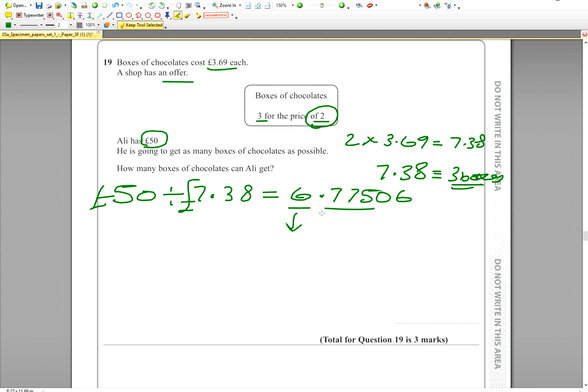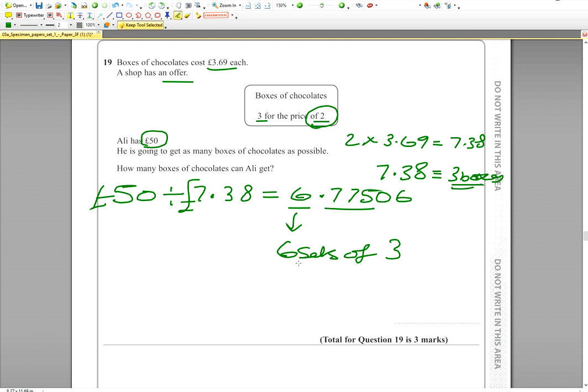You think of the question the wrong way. So you can only afford 6. Exactly, you get 6 sets of 3. Remember, £7.38 is the cost of 3. So you're working out basically how many 3s are going into 50 in terms of the chocolates you can buy. So you can buy 6 lots of 3.